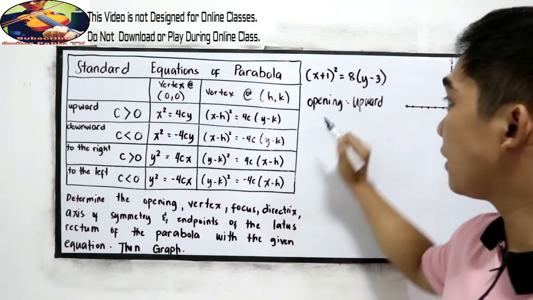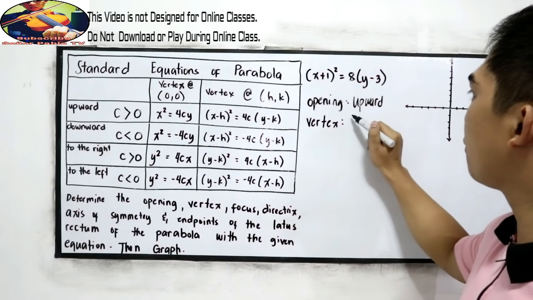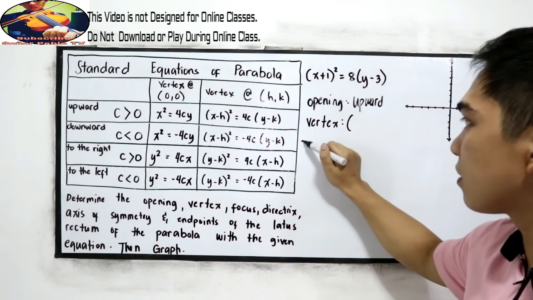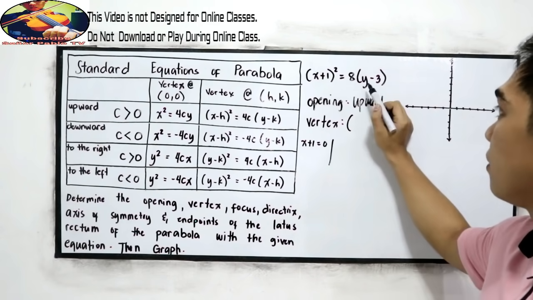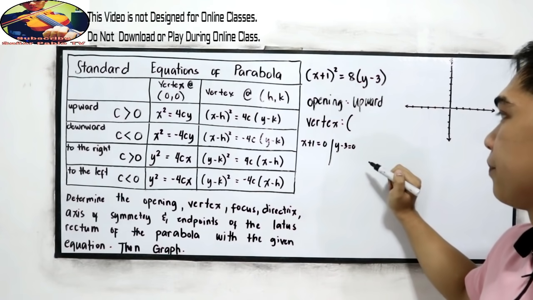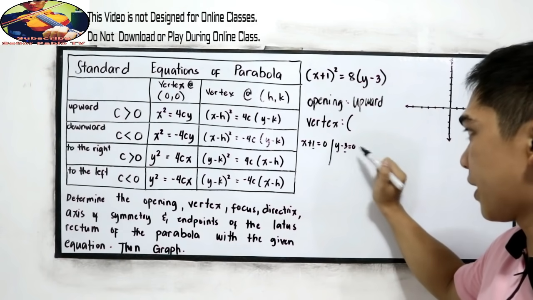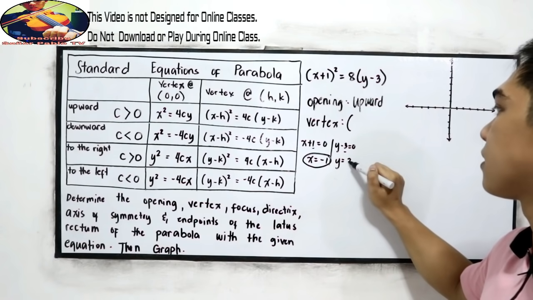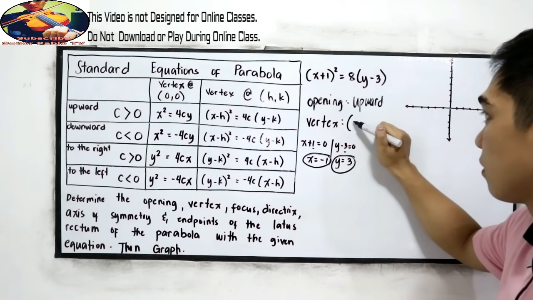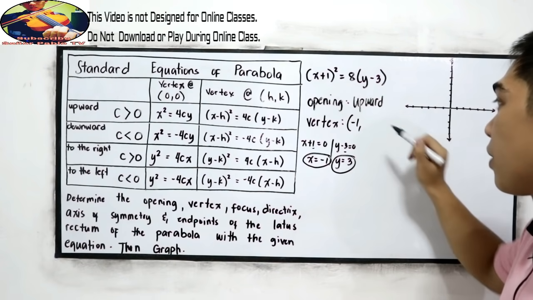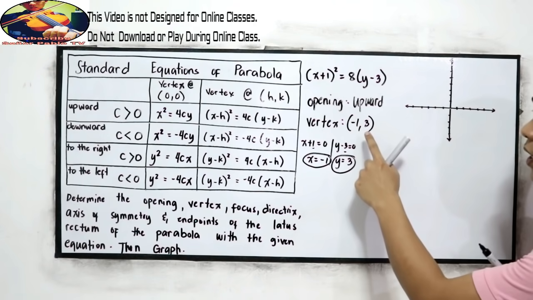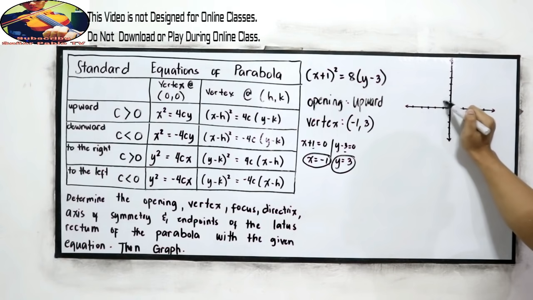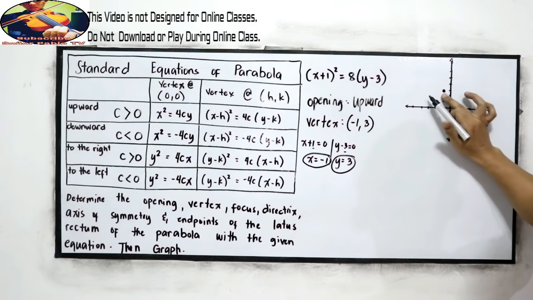Next, we're going to find the vertex. The vertex is our HK. So from the given, just equate to 0 the x. X plus 1 is equal to 0. And for our y, y minus 3 is equal to 0. This will be our h and our k. So x is equal to negative 1. Y is equal to positive 3. Therefore, our vertex is negative 1 for our x coordinate, and for our y coordinate is positive 3. Negative 1, positive 3. Okay, now let us locate negative 1, positive 3. So negative 1, positive 1, 2, 3. It's here. Negative 1, positive 3.